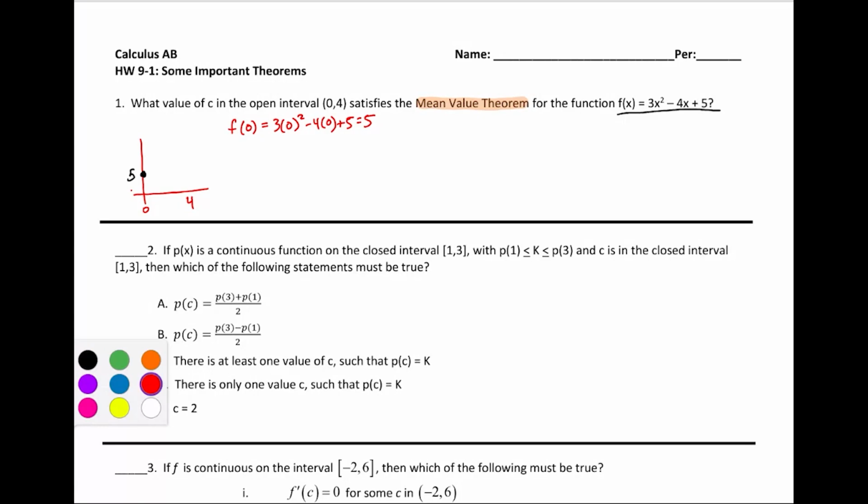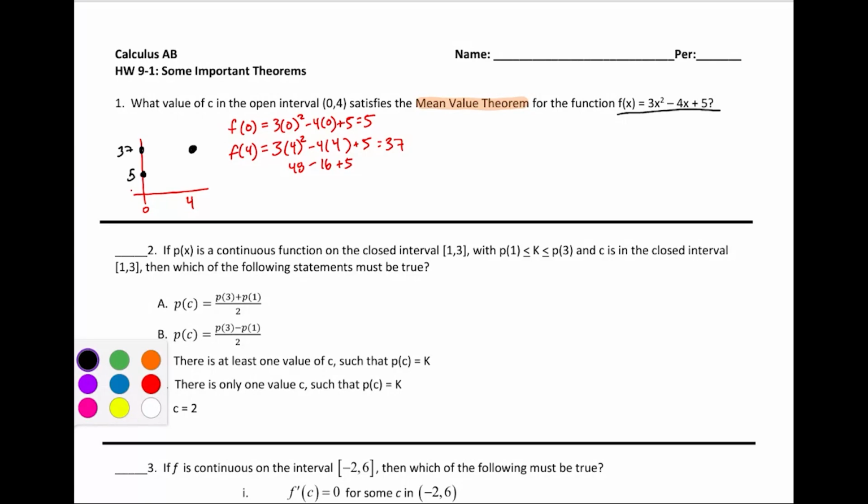Now when x is 4, we have 3 times 4 squared. 4 squared is 16, times 3 is going to be 48, minus 4 times 4 plus 5. So we've got 48 minus 16 plus 5. 48 minus 16 is going to be 32, plus 5 is 37. Okay, so when x is 4, y is 37. This is obviously not going to be drawn to scale, but it's going to be something like this.